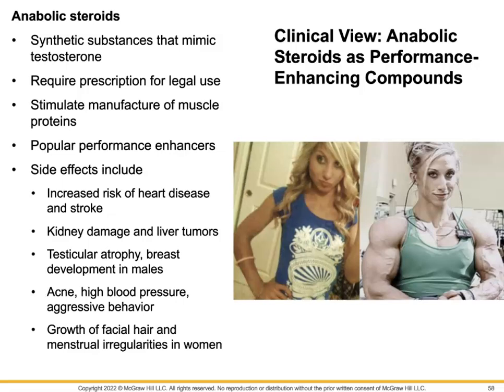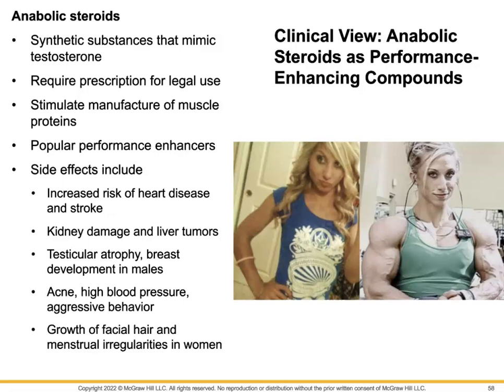So it's not just men that use anabolic steroids to increase muscle mass, women do as well. Now, what does this lead to? Well, increased risk of cardiovascular disease and stroke, kidney damage, tumors in the liver, testicular atrophy, which means shrinkage, breast development in males. So your testes shrink and you develop more feminine breast. Bet you didn't think about that, huh?